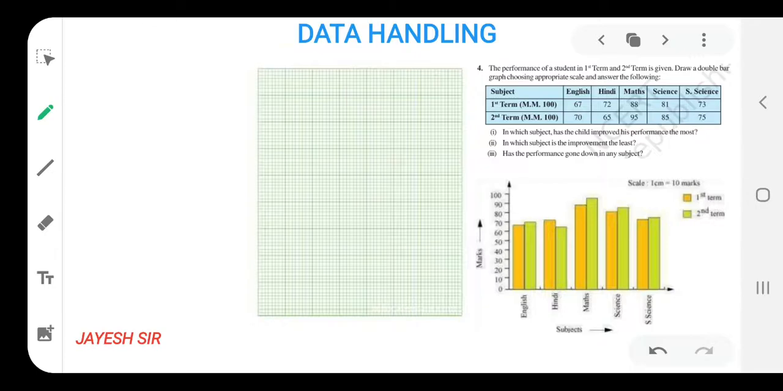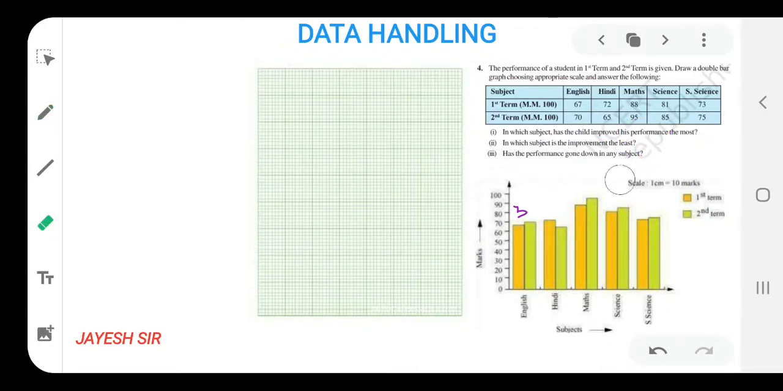Now let us answer the first question: in which subject has the child improved his performance the most? That means from first term to second term the marks are improved more in number. I can see here how many marks are improved. Here the improvement is 3 marks, and here there is a decrement of 7 marks. Here plus 7 marks we can say. In maths he has scored 7 marks more, here 4 marks and here 2 marks. So we can say in maths he has shown maximum improvement.